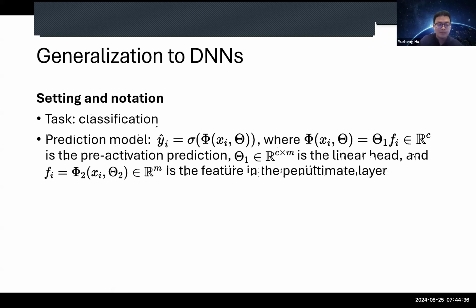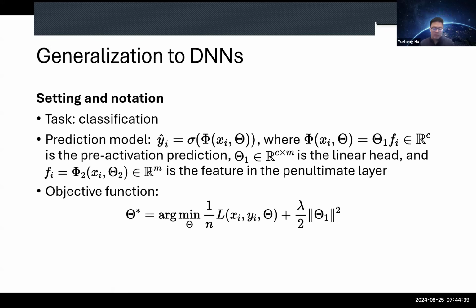The objective function that we consider here is to solve the following optimization problem. There should be a summation here, but the first part corresponds to the standard empirical risk minimization. The second part is perhaps slightly different from what you might have expected. Intuitively, you would imagine that when doing this L2 regularization, we'd be regularizing the entire parameter theta. But here, we only need to do it on this linear head. We only regularize theta 1, the norm of theta 1.